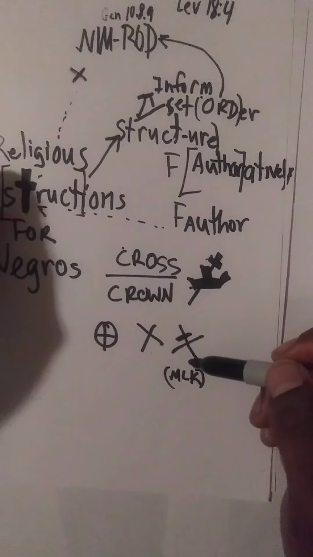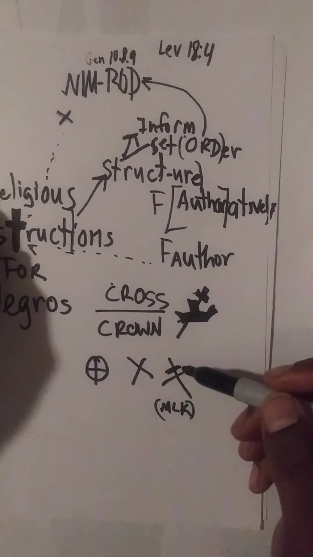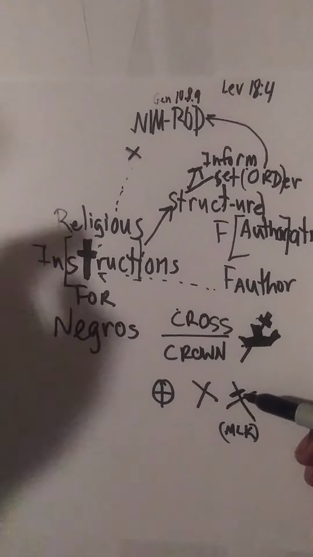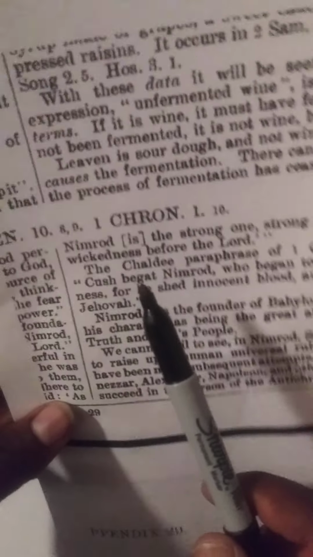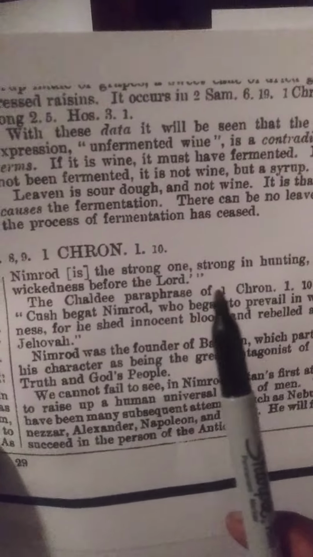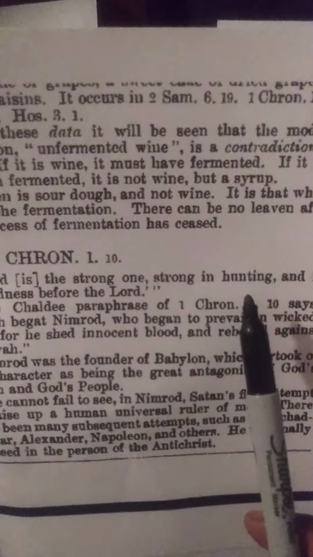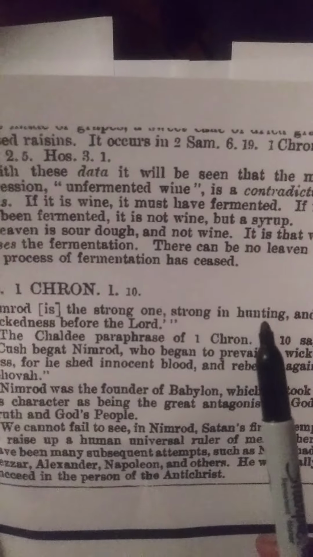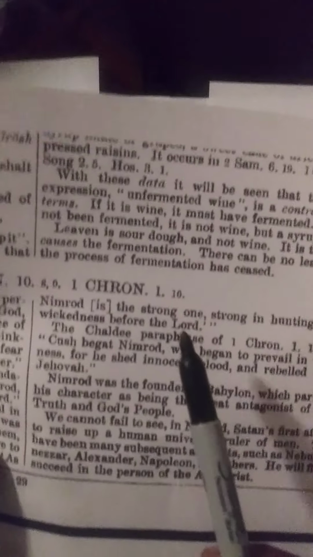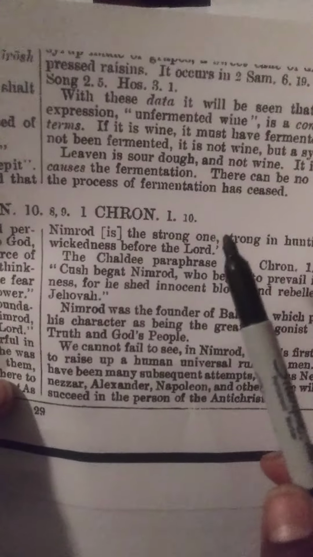But this murder all starts from what? Religious instructions for Negroes. The rod of Nimrod. Here, understand something. This is so you can cross-reference. Nimrod is strong. The strong one in hunting. When you hunt you do it for prey. You do it to feast. Nimrod, like Elmer Fudd, was the mighty hunter. He was hunting the sons of man.